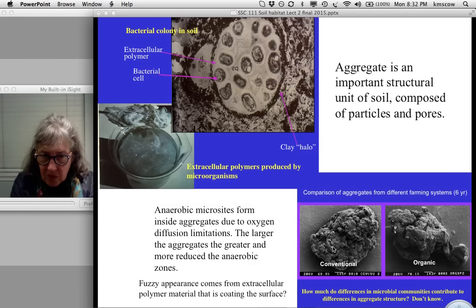Okay, so these aggregates, we'll look at some in class very soon. Here's one that is a conventional aggregate. It hasn't gotten a lot of carbon, and you can see a lot of the angular structure of the minerals making it up. And this organic one is like a big fuzz ball.